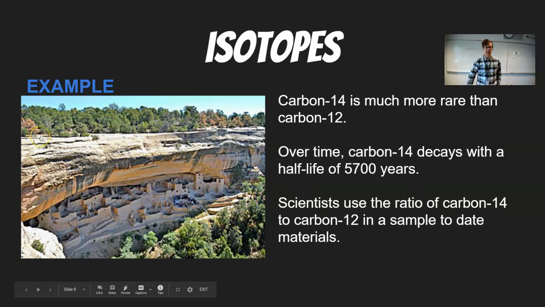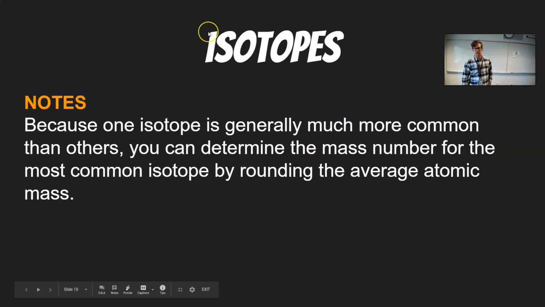So here's Mesa Verde, famous national park in southwestern Colorado, where you can see these massive structures built by the ancestral Puebloans. And one of the reasons that we know so much about them is that we were able to take things like a piece of wood that was left there and date it and figure out just how old it is. And so carbon isotopes are really useful for that.